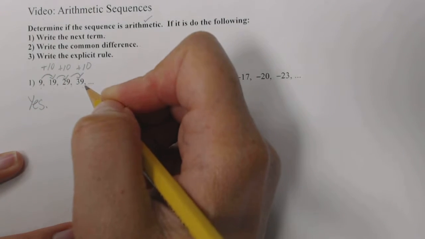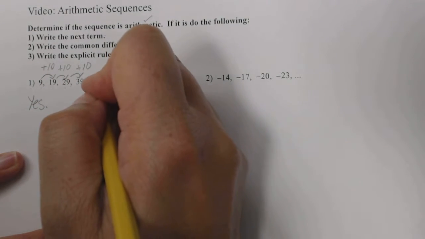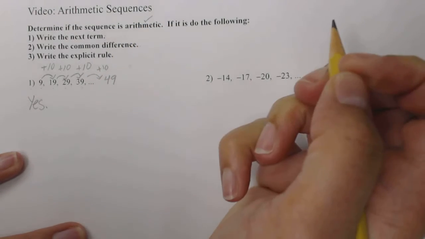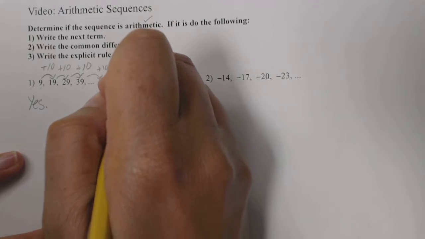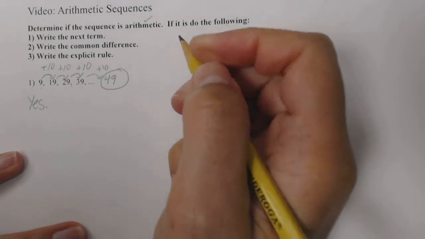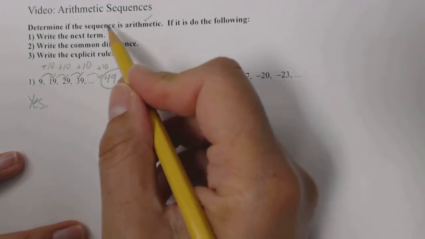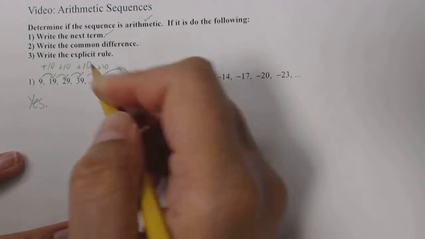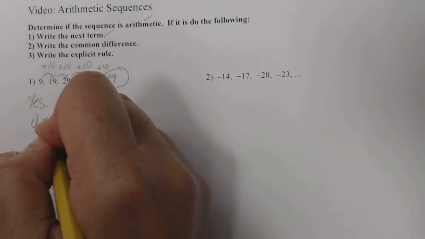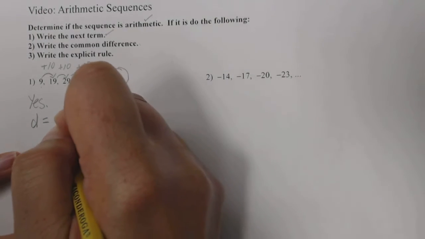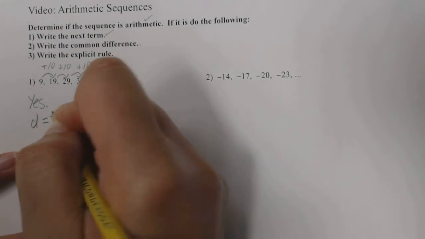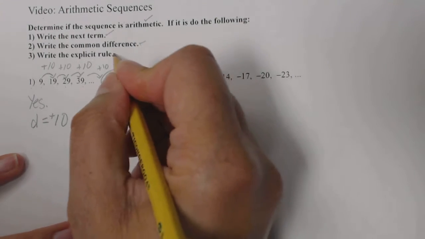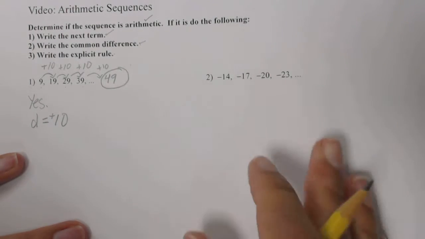And now we have to do the following. 1, write the next term. Well, the next term would be adding 10, so we're going to get 49. So I'm going to circle this because that's the next term. Next, I answered arithmetic. I answered next term. Let's write the common difference. Oh, that's really easy. So I'm just going to represent common difference as D, and we found that it was 10, actually plus 10. So let's write that little plus down. Did that one.